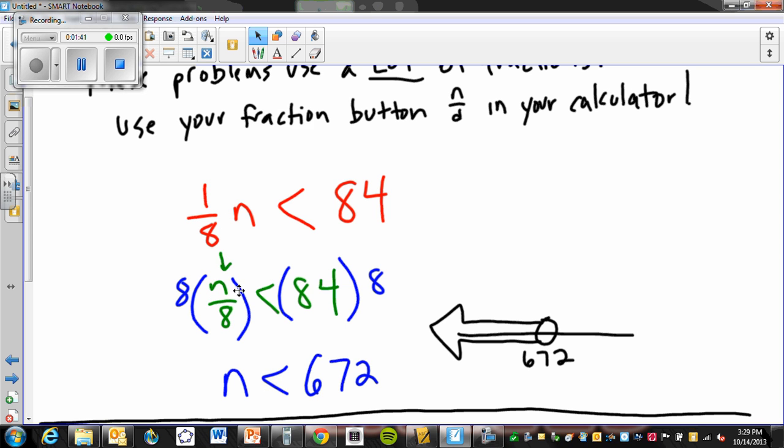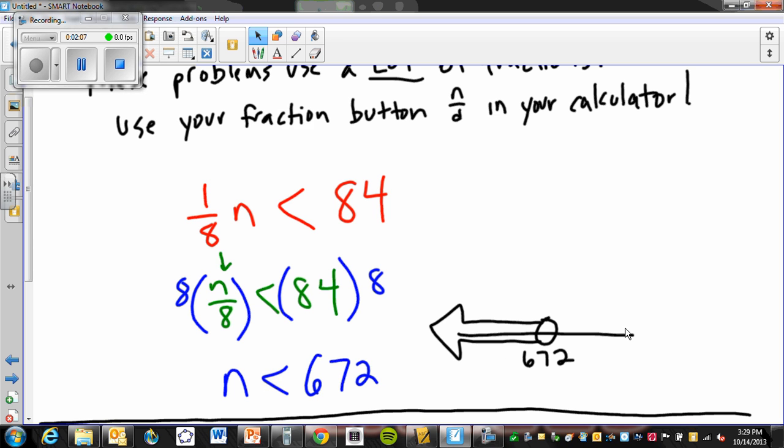So when I have n divided by 8, I need to multiply by 8 to get rid of that denominator. So I multiply that whole side by 8, and I multiply this whole side by 8. Notice that it's positive 8. Positive 8 times 84 is 672, and 8 over 8 cancel out. We have n by itself. Because we did it by a positive number, our sign does not change directions. n will still be less than 672.